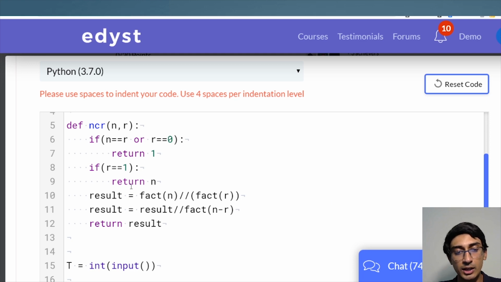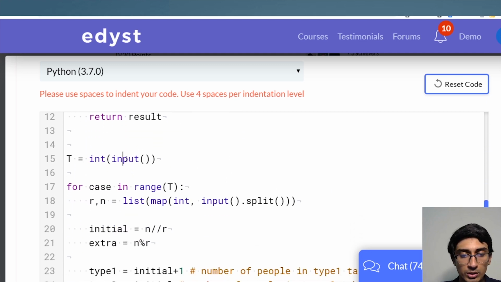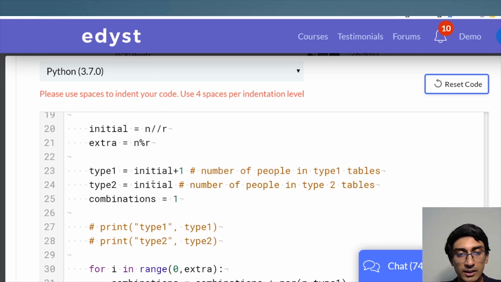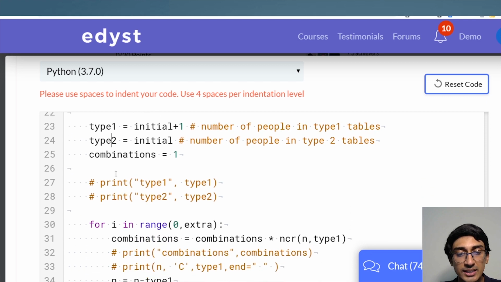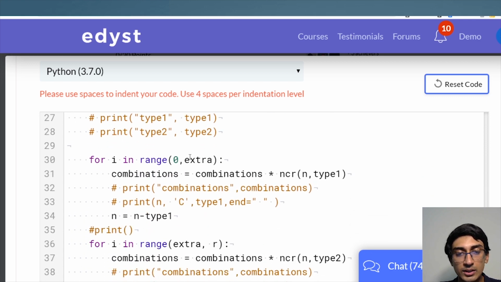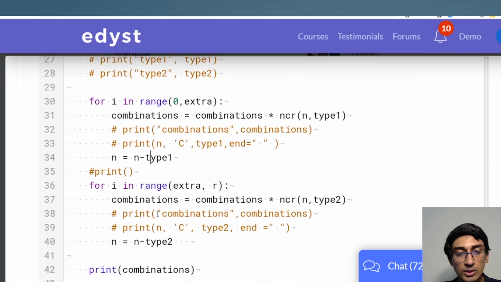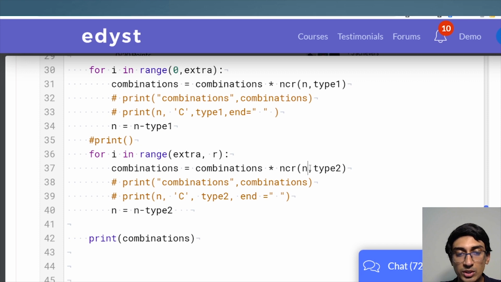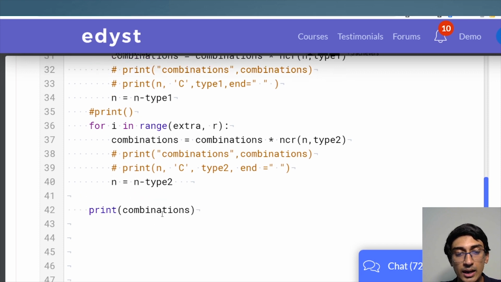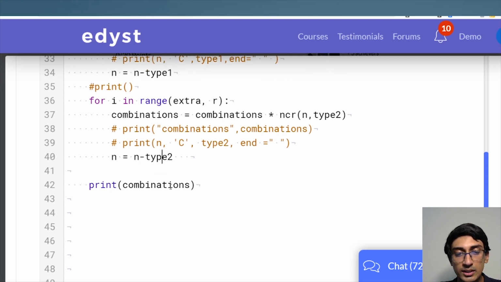This is how we calculate NCR. Very quickly, just going through it. This is the input method. I have calculated the number of type 1 tables, type 2 tables. Initially, the combination is 1. This extra counts how many type 1 tables are there. So first, I find out all of the type 1 tables possible, and then every time I'm decreasing by the number of type 1 tables. Then I count the number of type 2 tables possible, and every time I'm decreasing by type 2. And finally, I multiply the combinations of both and then print them over here. So that's what I get.